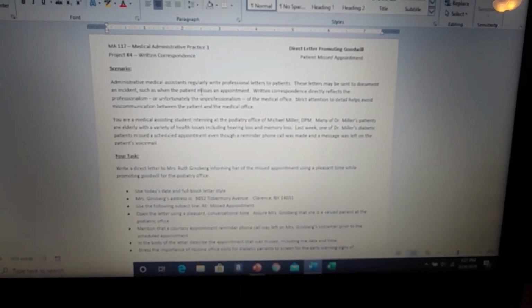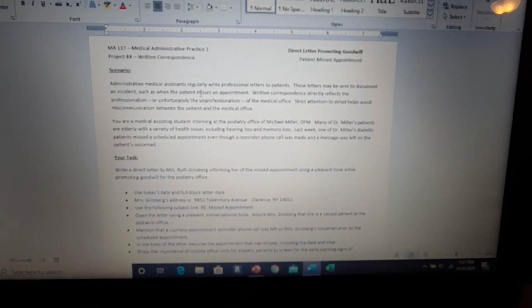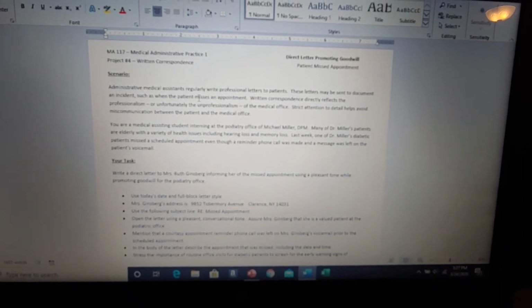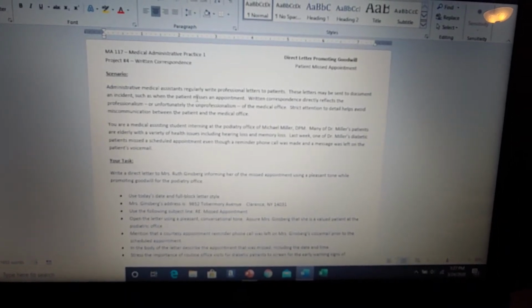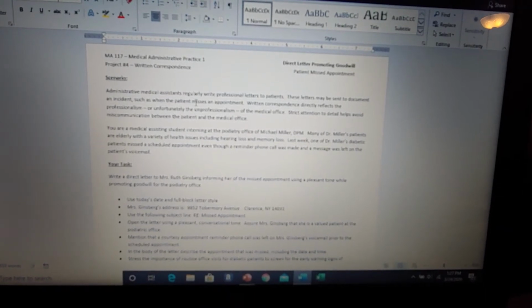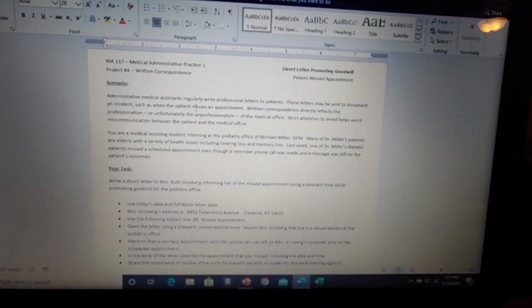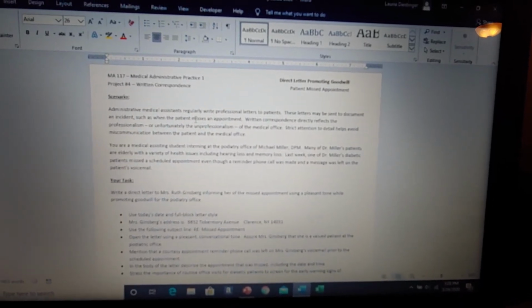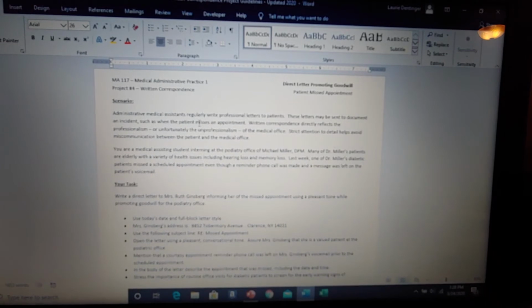Use today's date in a full block style. I'm giving you Mrs. Ginsburg's address to use for the inside address. Use an appropriate greeting and also a subject line. The first paragraph of your letter, you need to have a nice, pleasant conversational tone and assure Mrs. Ginsburg that she's a valued patient at the office.